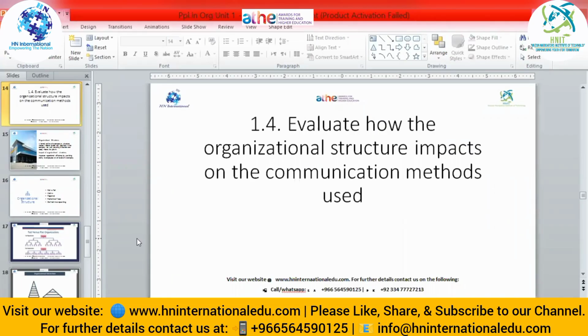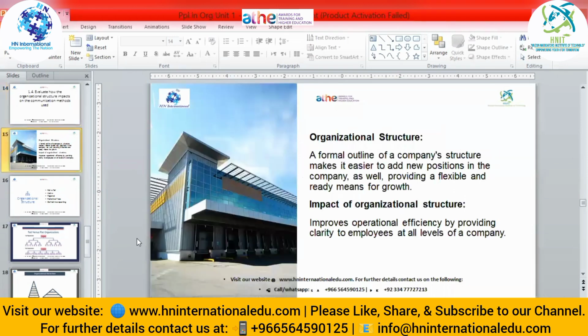Organizational structure impacts communication method. So here we'll be talking about how an organizational structure impacts communication method. Now, first of all, talking about organizational structure: it is a formal structure which defines the hierarchy of an organization.